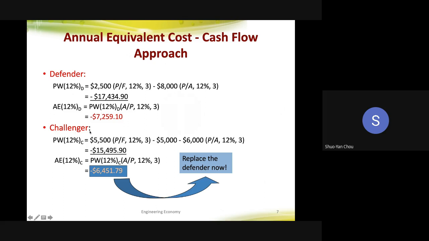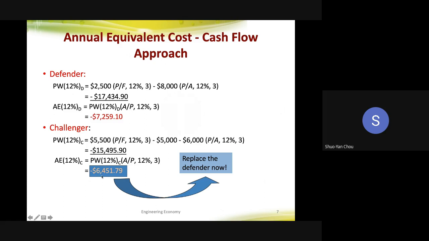If you take the Challenger, again, we take all of the value and compute its present worth. You can see that present worth is lower already, but for the sake of comparison, let's change the present worth to annual equivalent worth, which is minus 6,451.79. This is the annual cost from now on until the end of the third year. Every year, like year 1, year 2, year 3, this is the annual equivalent cost.